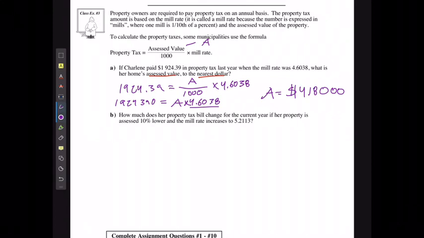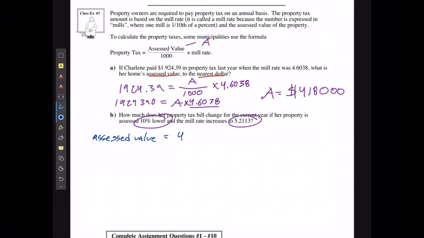How much does her property tax bill change for the current year if her property is assessed 10% lower and the mill rate increases to 5.2113? Well, I need to say that my assessed value is now going to be 418,000 multiplied by 10% lower, which is taking 10% off 100, or 90%. So she's now assessed at $376,200.